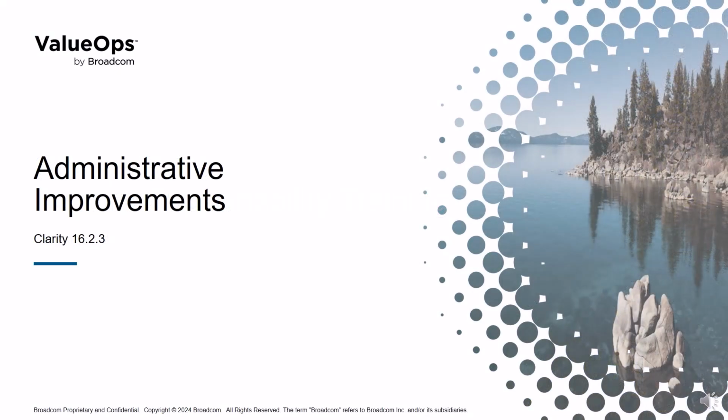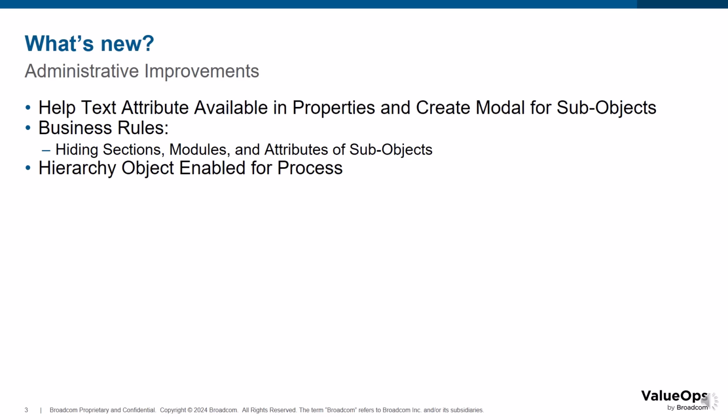The topic I'll be covering is administrative improvements. This release, we made the help text attribute available for subobjects for both properties and in the create modal. And in business roles for subobjects, we now have the capability to hide sections, modules, and attributes. And last, we enabled the hierarchy object for process.